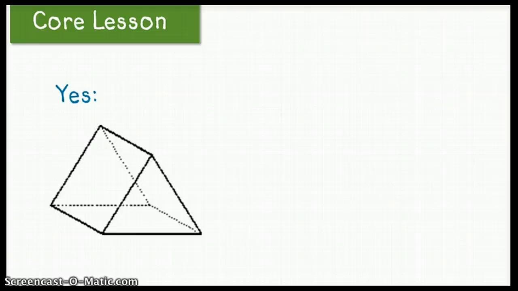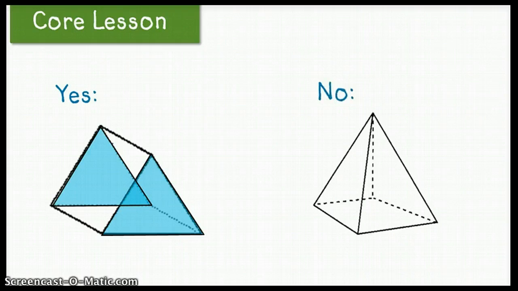Here's another example. This is a triangular prism. The 2 triangles represent the bases, and they are parallel, polygonal, and congruent. Right here we have a pyramid. A pyramid is not a prism because it has only one base and a vertex where those edges meet.